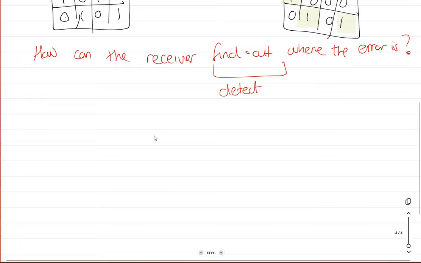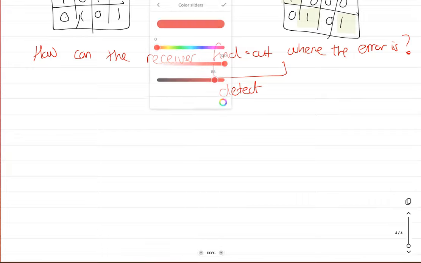So how do we correct the error? It turns out that there is a way to do it. There is a way, so I'll write it in green because it's pretty exciting.